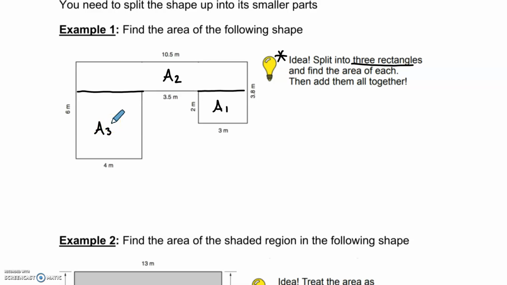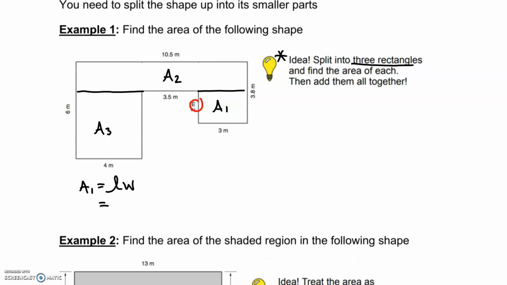Okay, we're going to start by finding Area 1. The formula of a rectangle is length times width, so we always write our formula first, and now we're going to do substitution. On this rectangle we have 2 meters, 3 meters, and this 3.8. Now the 3.8 is the length of the whole shape, and I only want this much to fit my rectangle. So 3.8 is not going to work for me.